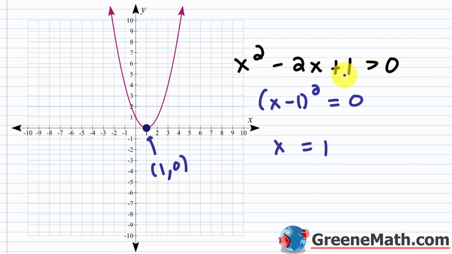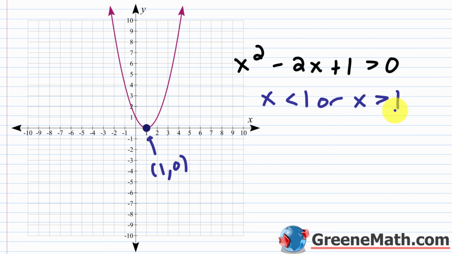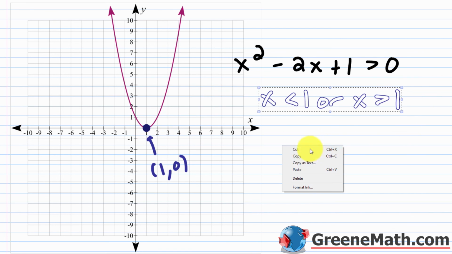Any other value for x, a negative value, 0, a positive value, whatever you want, if you plug it in, you're going to get something that's greater than 0. Only at x equals 1 will you get a value of 0. And again, you can see that from the graph. So what I would say for this one, to solve this, is to say that x is less than 1 or x is greater than 1. Kind of a weird way to write that, but basically you're saying that x could be any value less than 1 or greater than 1, so it can be anything except 1.